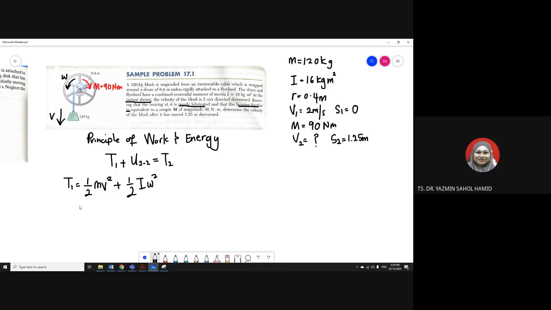Now let's see, let's write down the information we have. 1 over 2, and what is the mass of the block?